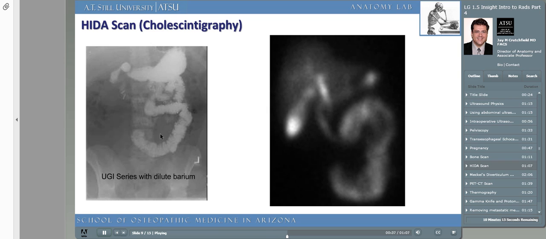On the right is a normal HIDA scan. Here you can see the liver, the gallbladder, the common bile duct, the small intestine, the mesentery, and a small amount of bilious reflux back into the stomach. If the patient has gallbladder disease, the gallbladder will not be seen at all, or it'll be seen after a delayed amount of time has gone by, usually hours. Normally the gallbladder, if it's normal, will light up in about 10 minutes.